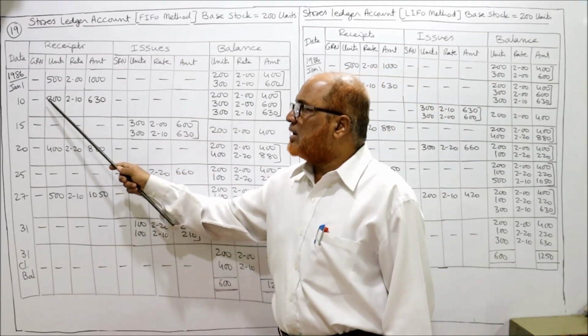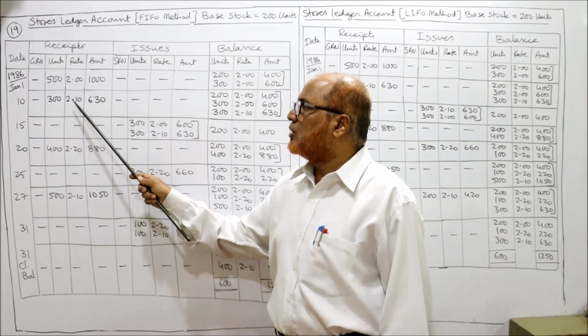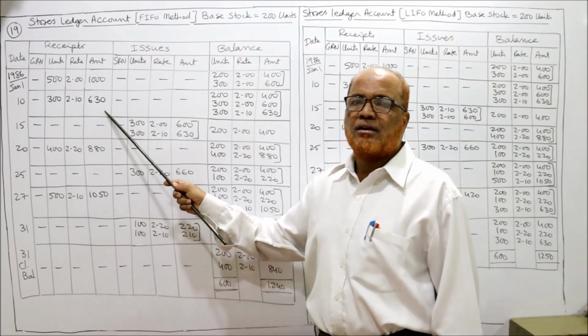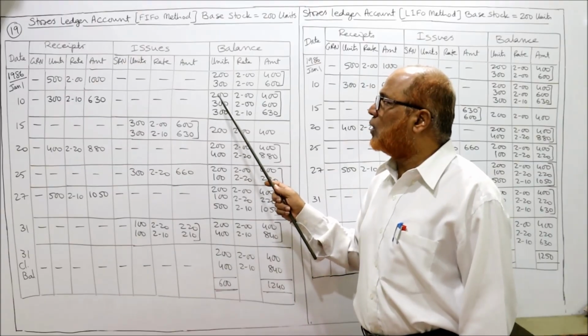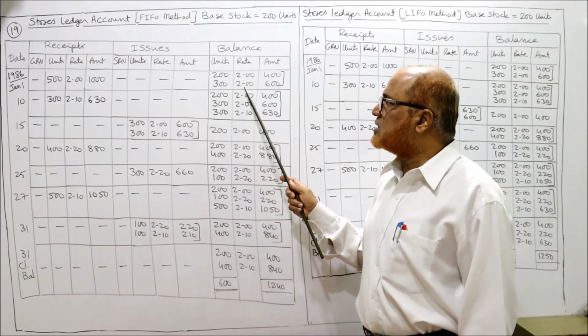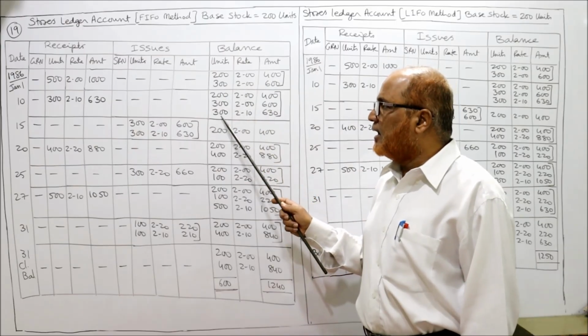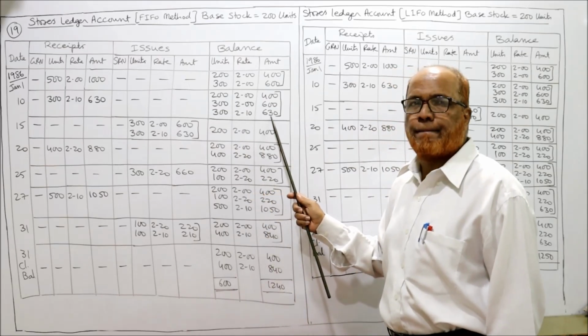Now on 10th January, there is a purchase of 300 units at 2.10 each. So 300 into 2.1, 630. Now we have three separate lots. The first 200 is the base stock. Next, 300 units at 2 rupees each, 600. And now we have just received 300 units at 2.10, 630.